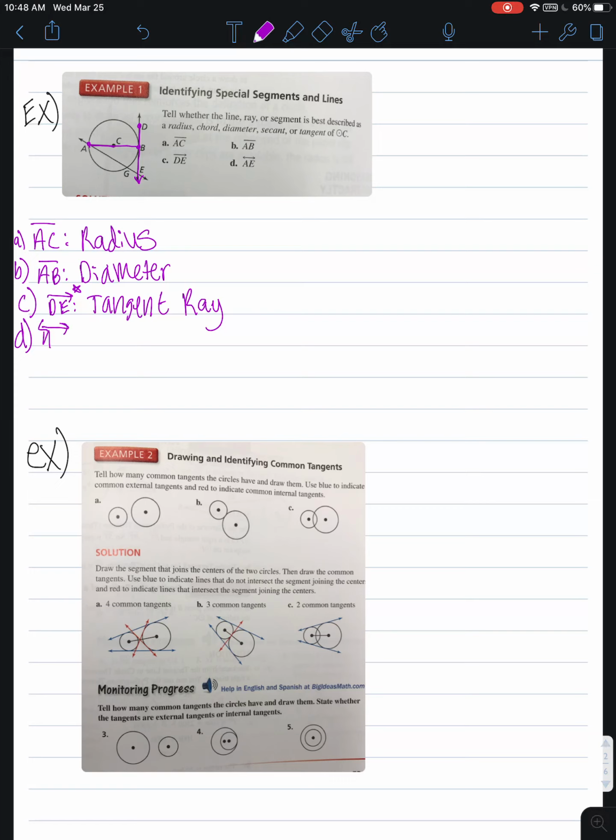All right, and then the last one is line AE. Okay, line AE, you'll see here's A and here's E. AE goes through the circle and intersects it at 2 points. So that's point G and point A is where it's intersecting it. But it doesn't stop at those 2 points. It continues on outside of the circle. So because that is happening, that means that AE must be a secant line.